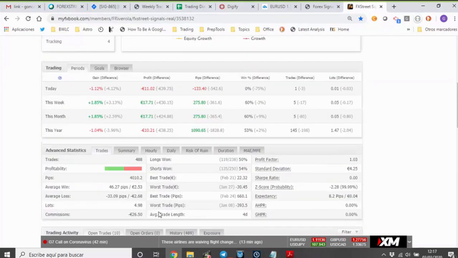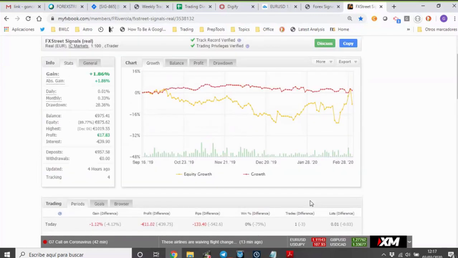So here you can see all kinds of standard statistical numbers which belong to a normal track record. You can follow them here. Okay.